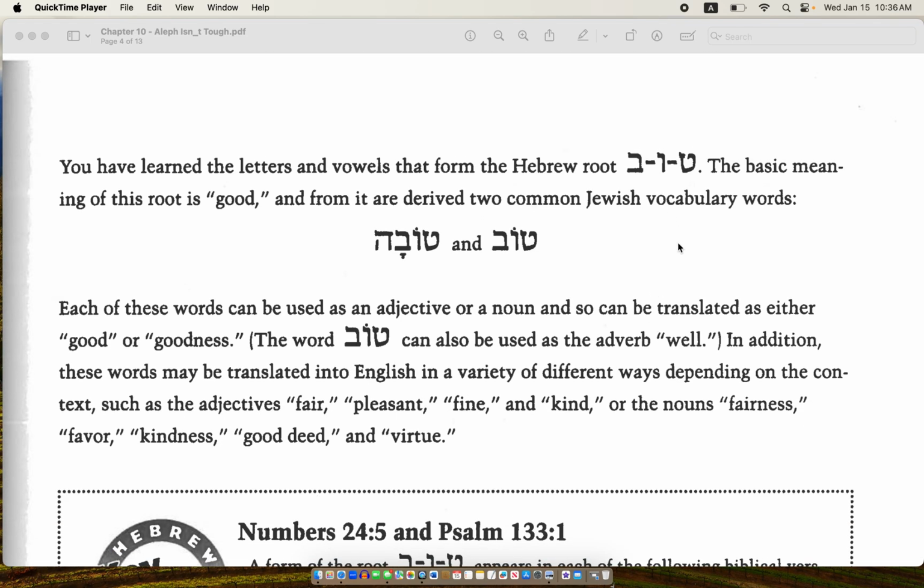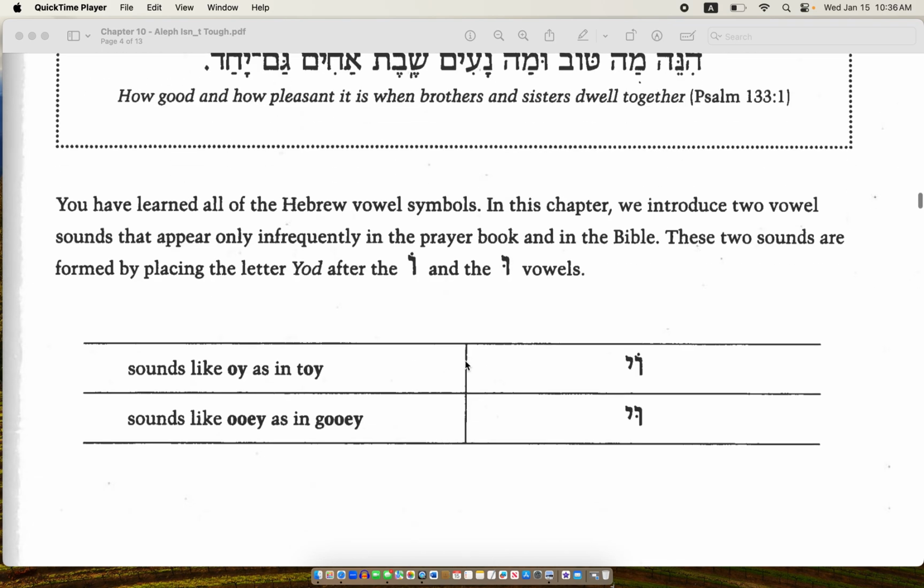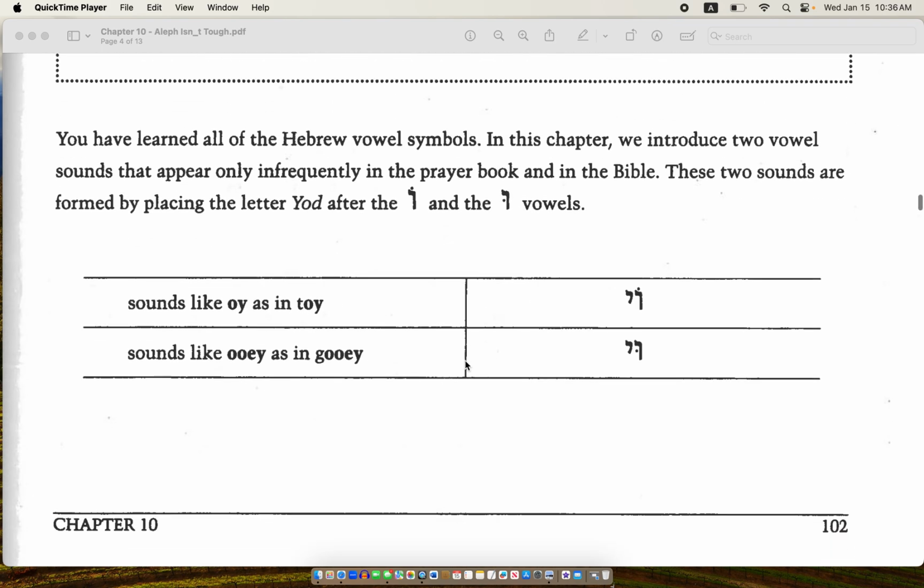We've now learned the word tova because we've learned the letter tet, and we have the vav vowel sound, and then vet. The Hebrew root, as we mentioned before, just look at the main three letters in the word. Tet, vav, vet, tov, or tova. Masculine, feminine. It means like good. Okay, so we know our O vowel sound and our oo vowel sound.